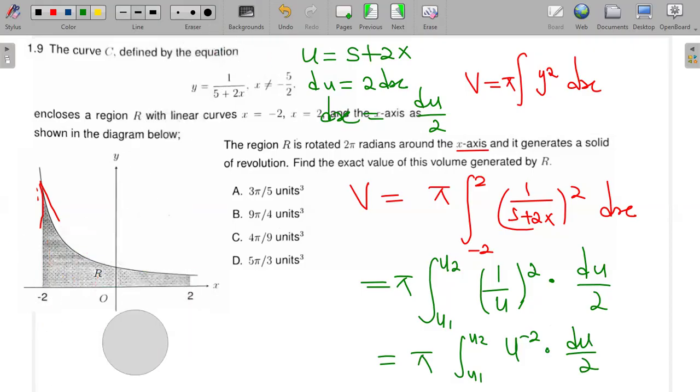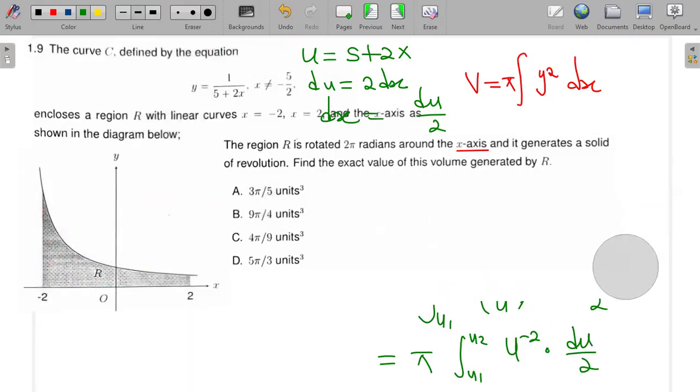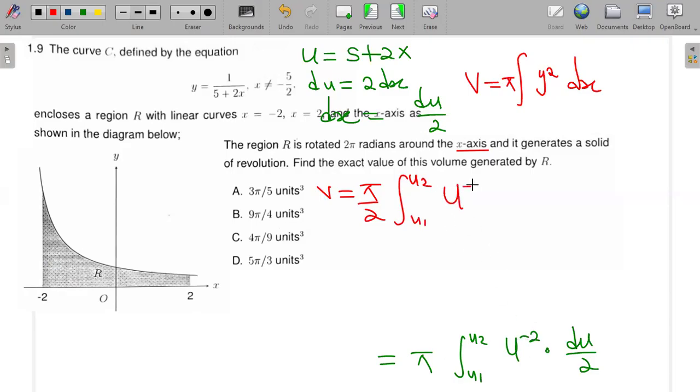Okay, and then from there, what do I do? I'm going to say volume is equal to pi. Okay, and then these 2, I bring it in front here. So it will be pi over 2 here. And then the integral from u1 to u2 of this u to the power minus 2 du. So I can easily integrate this. If I integrate this, I add 1 to the power and then divide by the same power. So it will be u to the power minus 1 over minus 1. Okay? And then the limits are u1, u2.